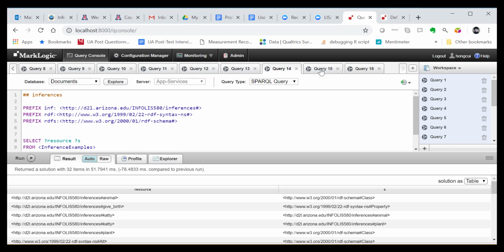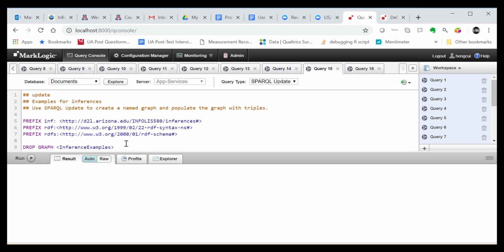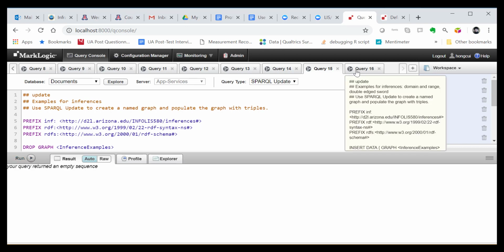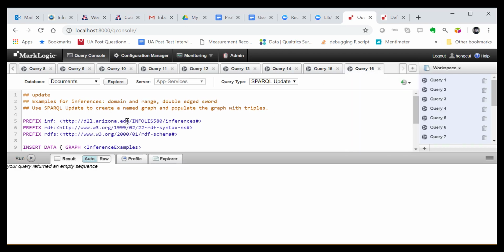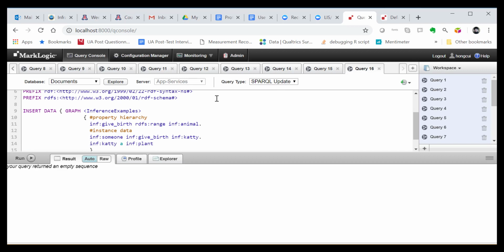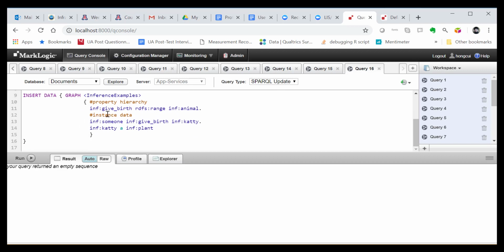Earlier we created an inference examples graph, and I want to clean that up first. So I'll drop the graph, and then create a new graph. In this SPARQL update query, I'm creating a small graph using the example that's shown in the lecture notes.